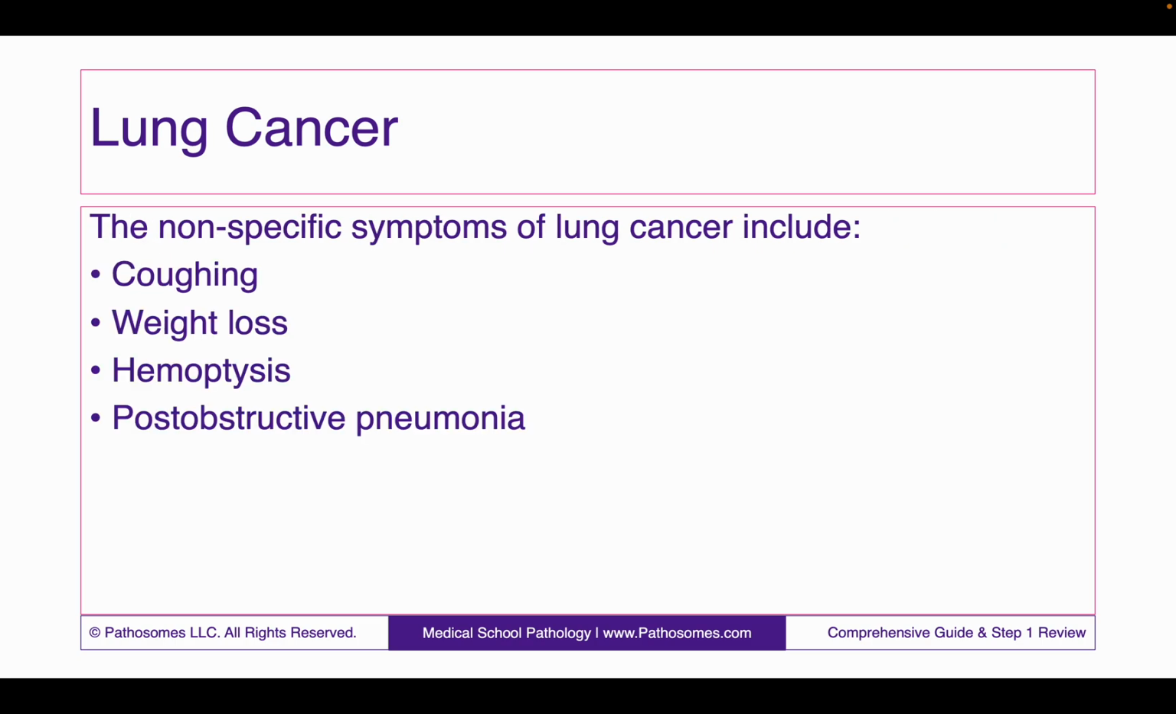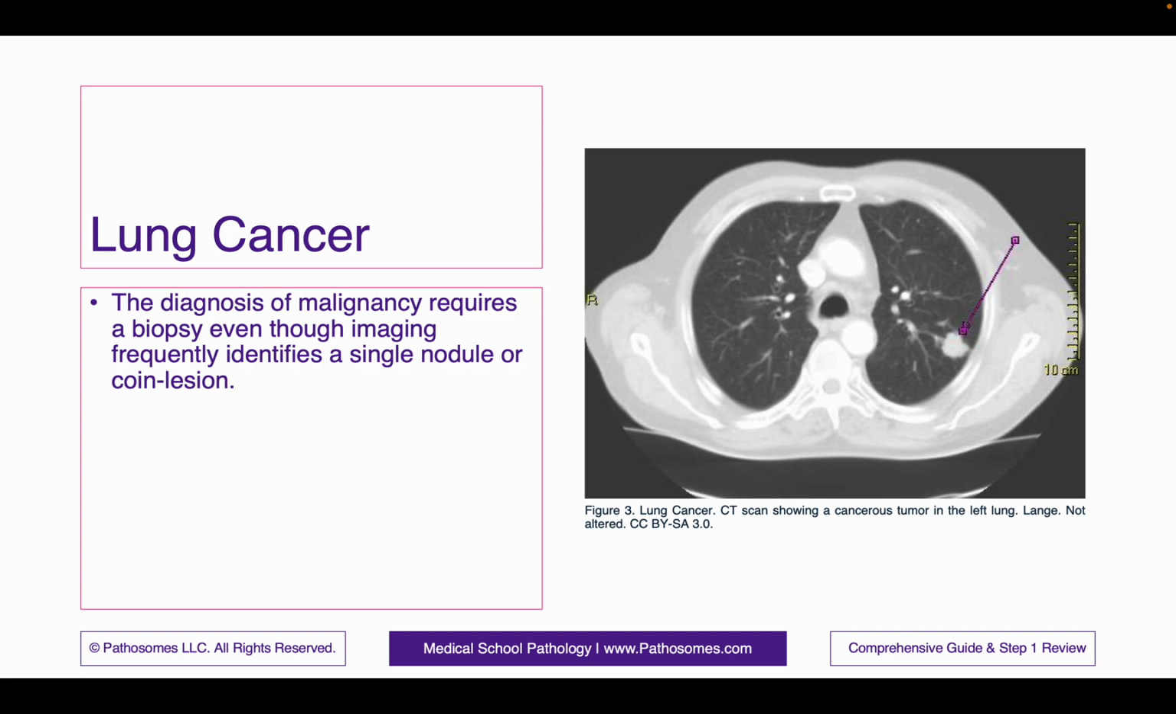The non-specific symptoms of lung cancer include coughing, weight loss, hemoptysis, and post-obstructive pneumonia. The diagnosis of malignancy requires a biopsy, right? Some surgeon or specialist needs to obtain the tissue for the specimen to be sent to a lab, processed, put on a slide, and then the pathologist finally sees it and looks at it with their microscope or digitally and diagnoses benign or malignant, etc. They use immunohistochemistry or molecular markers as well to get at the specific diagnosis. But let's keep this simple for you right now, okay?